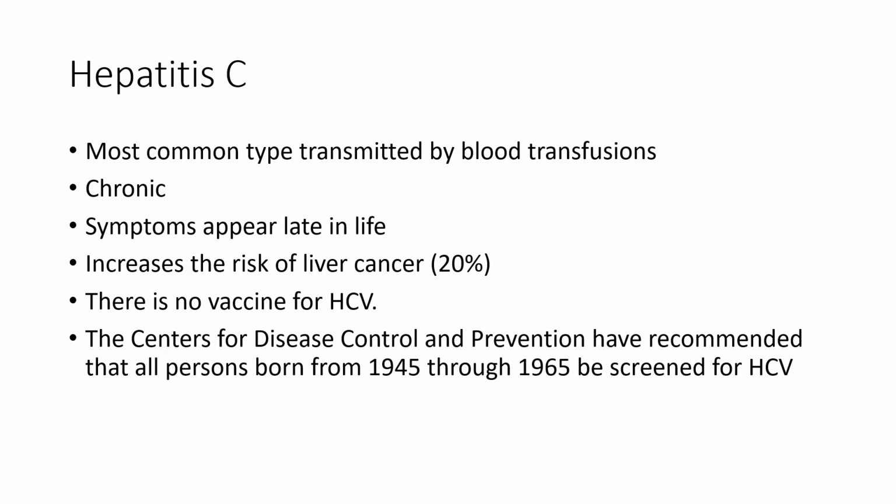Hepatitis C is the most common type, transmitted by blood transfusions, and it's chronic in nature. Symptoms tend to appear much later in life, and there's an increased risk of liver cancer. 20% of patients with hepatitis C may actually develop liver cancer. There's no vaccine for HCV, but there are drugs that can manage it. And the CDC is now recommending that all persons born from 1945 to 1965 be screened for hepatitis C virus.